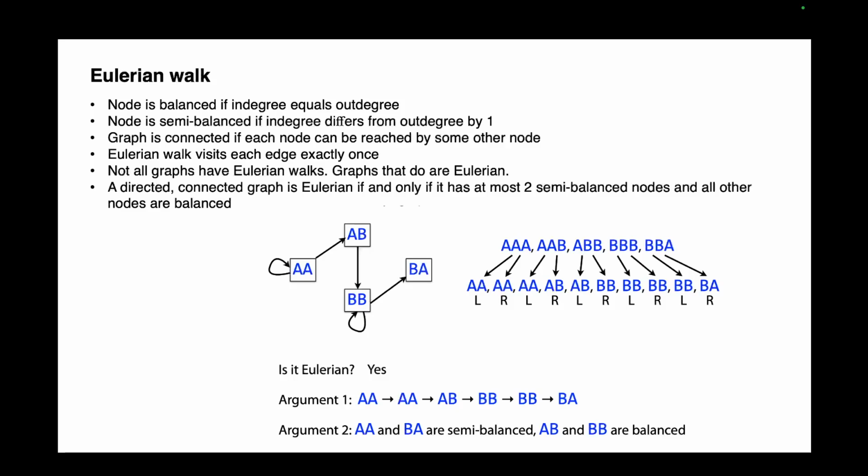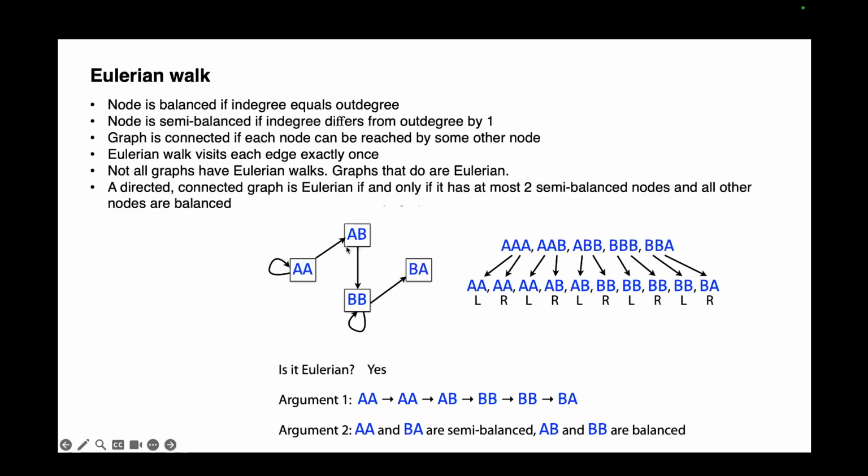If this condition is followed, then only an Eulerian walk will be possible. Otherwise, it's not. So for example, let's see this. Is this Eulerian? Yes. What is the first condition? The first condition is that it visits each edge exactly once. So if you just move from here to here, it will visit each edge exactly once.